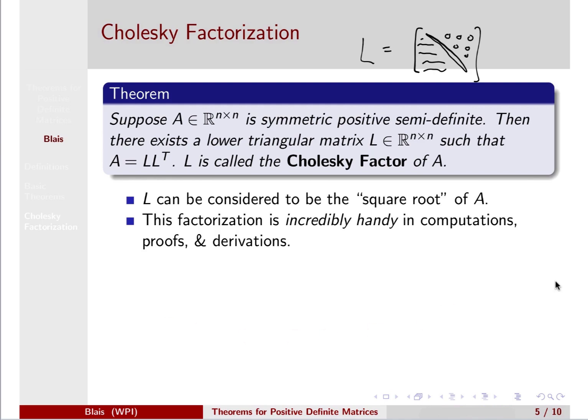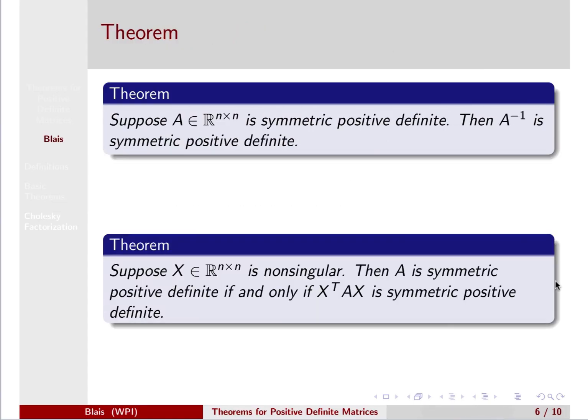Often, when you think about nice properties for a matrix, symmetric positive definite is one of the nicest. And this really is one of the reasons for that. A couple more theorems. If A is symmetric positive definite, then so is its inverse.